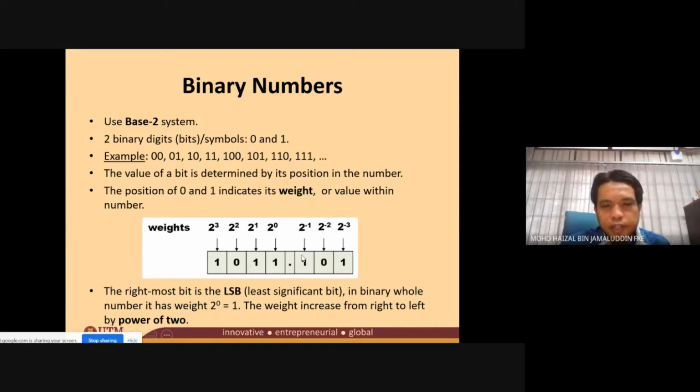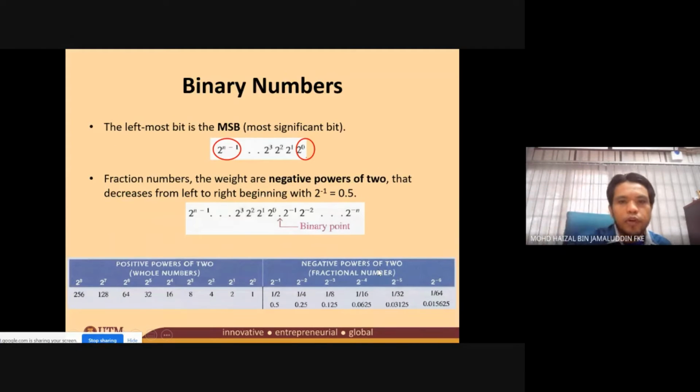Okay, the same procedure as the decimal number, you implement it for binary numbers. So here we have the most significant bit. The leftmost bit is the most significant bit. Okay, so on the left is the most significant bit, and on the right is the LSB, least significant bit.